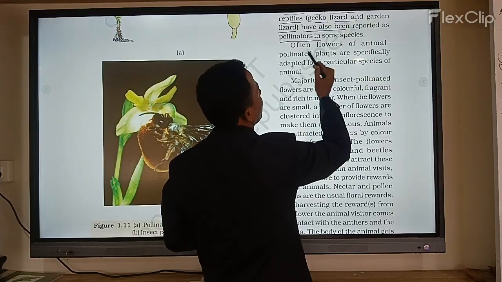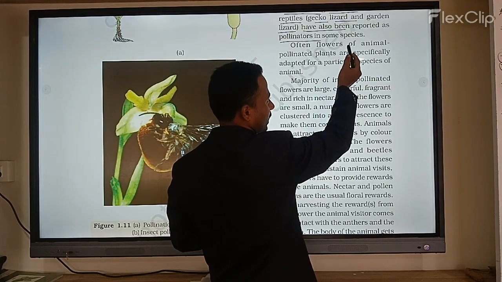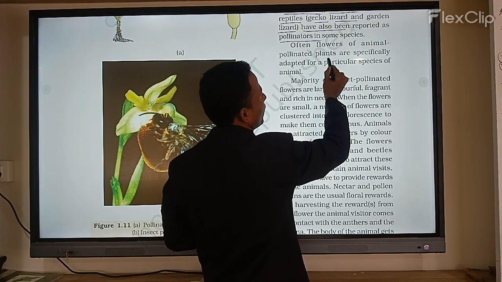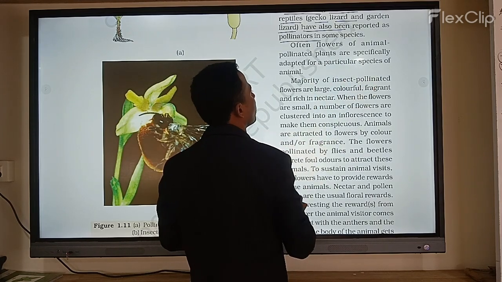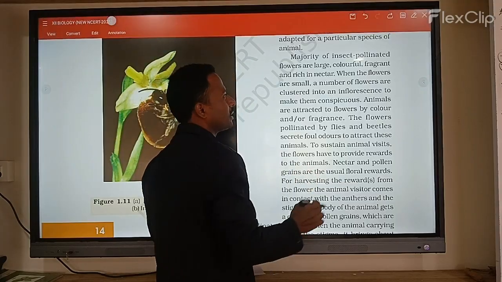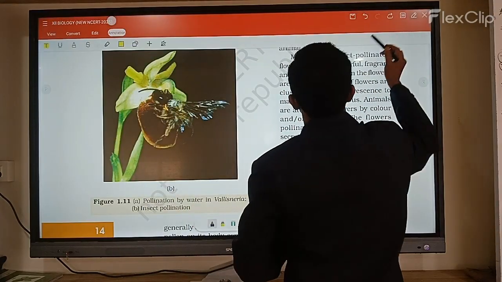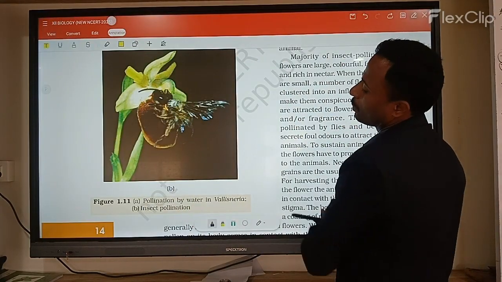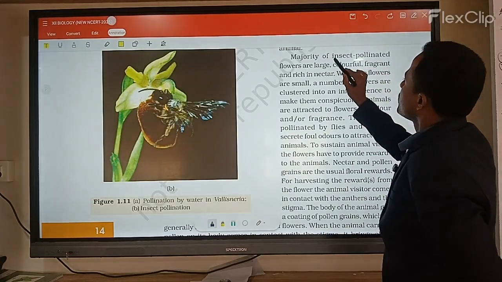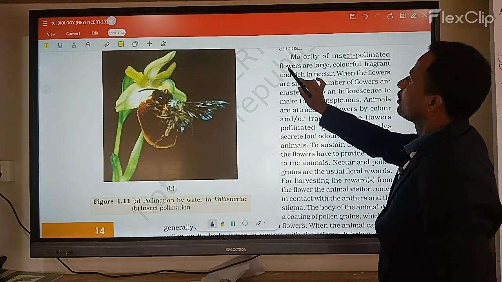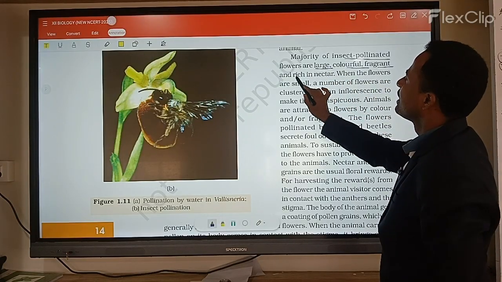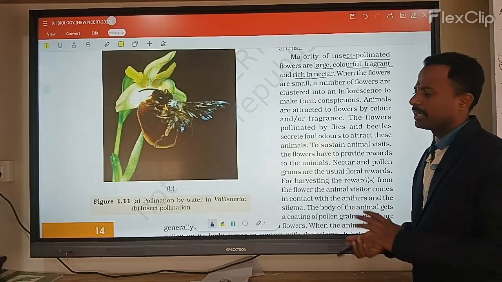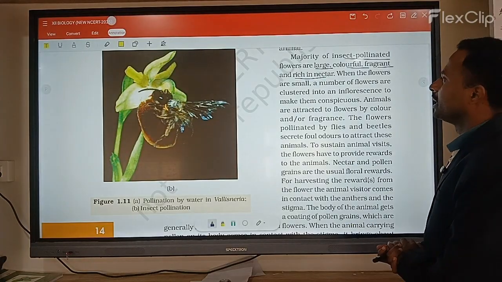Often the flowers of animal pollinated plants are specially adapted for a particular species of animal. So some flowers and some animals are adapted for pollination. Next, the majority of insect pollinated flowers are large, colorful and fragrant, rich in nectar. So these produce plenty of nectar.